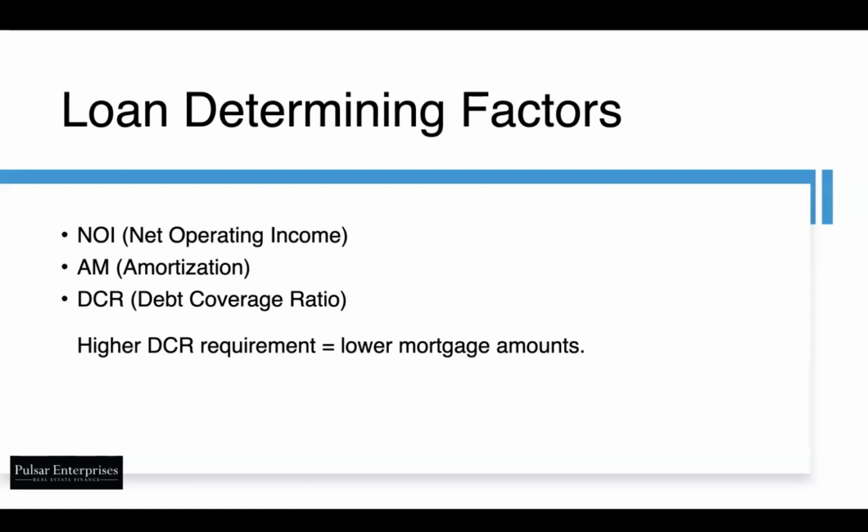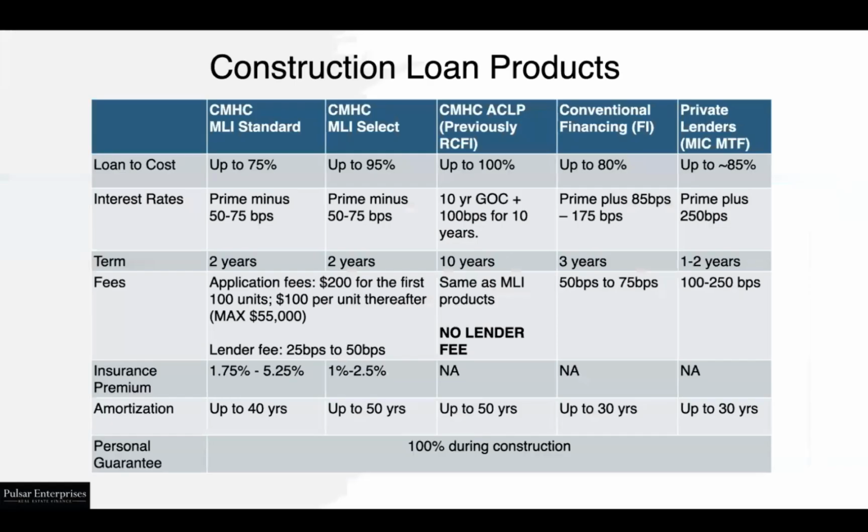Now, let's talk about construction interest rate. In today's market, as of February 27th, 2024, the term debt interest rate will be different, which we'll talk about later. Under the MI products, currently interest rates are about prime minus 50 to prime minus 75, so right around 6.5 to 6.7. Under the ACLP RCFI program, the interest rate is based on the GOC rate in today's market. The GOC rate is about 3.5.